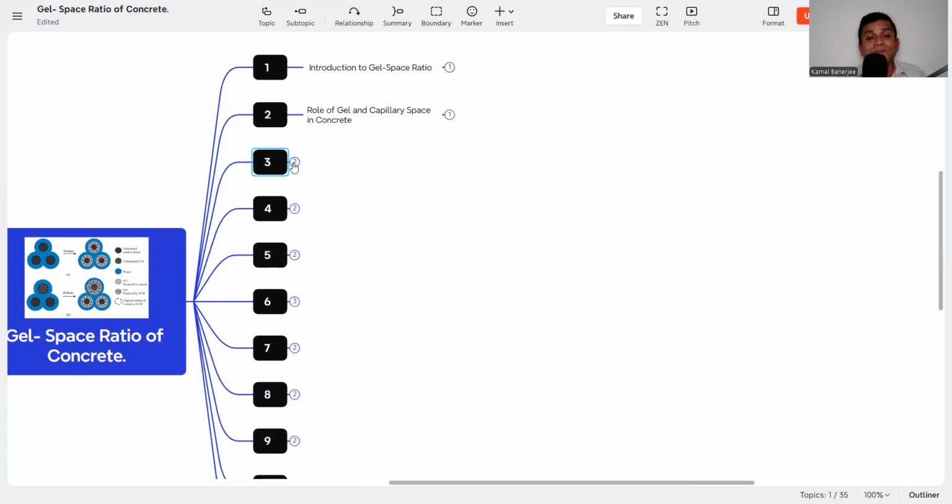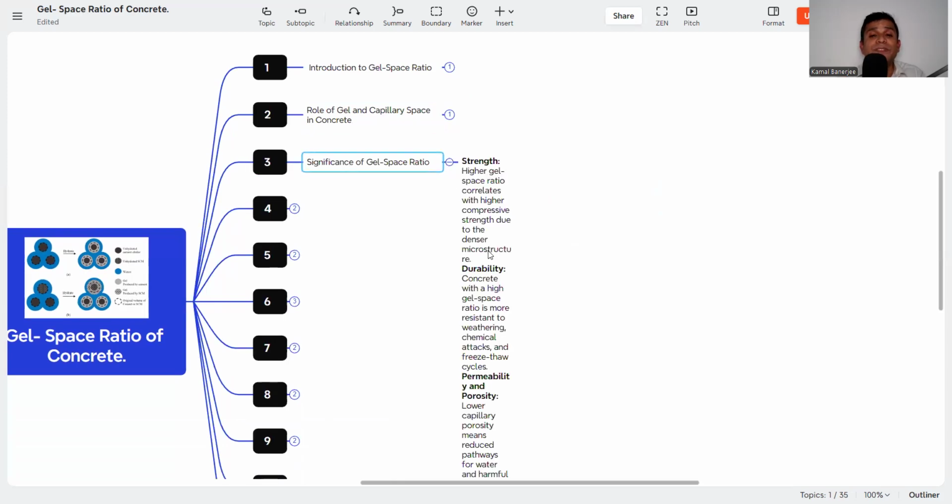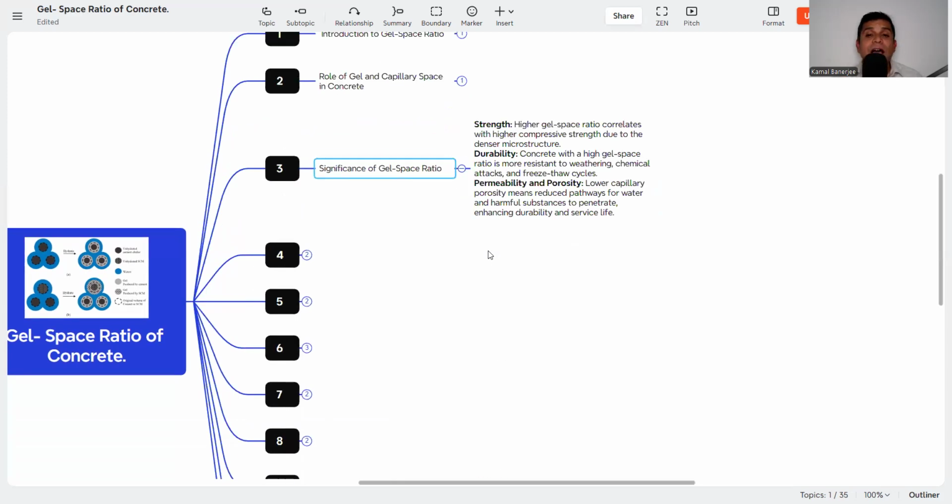The next is the significance of gel space ratio. First is the strength. A higher gel space ratio correlates with higher compressive strength. Why? If the gel space ratio is higher, that means fewer voids. That means density is more and there is a homogeneous concrete. So we will get higher strength. And if the gel space ratio is less, that means more air voids. And if more capillary voids are there, that means it is a porous concrete and the density will be less. That is why it is not a homogeneous concrete, and then the strength will be less.